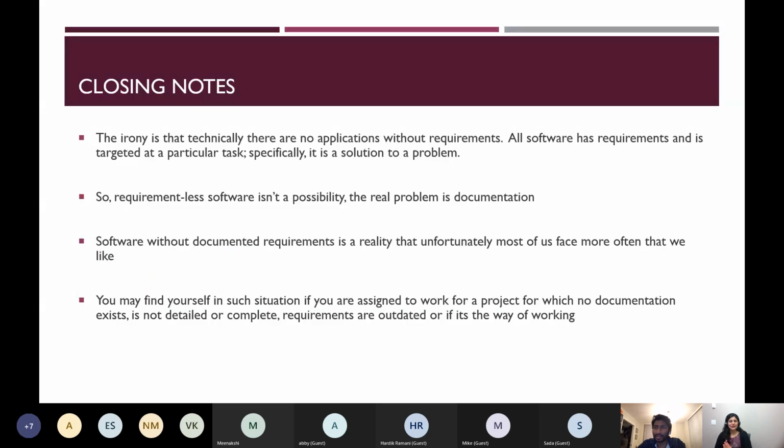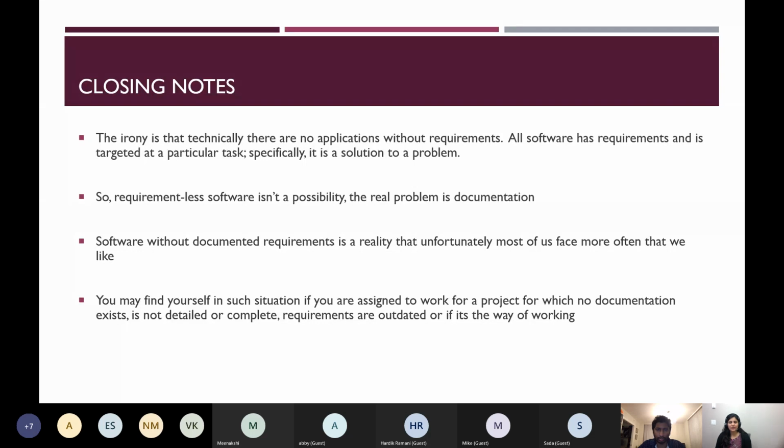All right. So these are just closing notes, to summarize what we talked about in the last few minutes. Starting from the irony, we are told there are no requirements, but really, an application is not developed without thinking about what it's going to do. So there are requirements, probably not documented. Requirement-less software is not a possibility, but the problem is documentation.